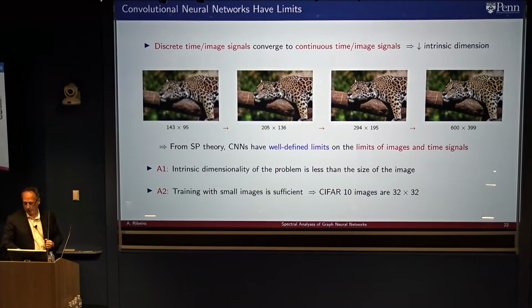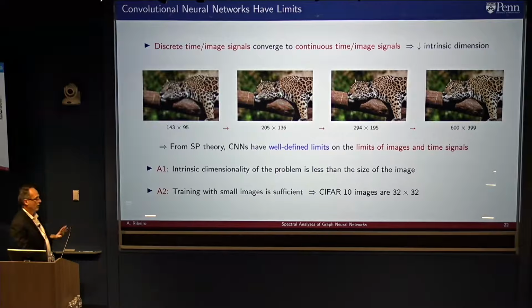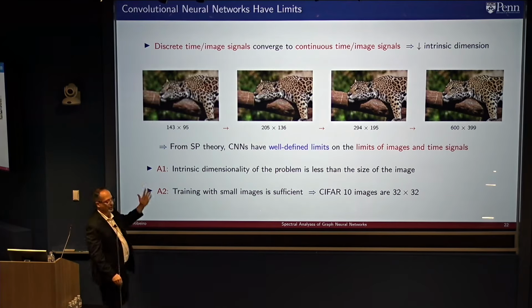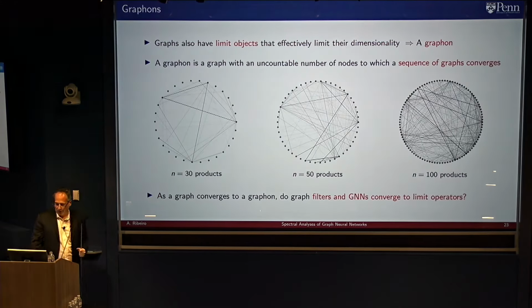I am going back to images here, to remind you of something that you know is true, which is that convolutional information processing, or convolutions in general, have limits, right? So, we would not process these different images with different CNNs. We would process all of them with the same CNN properly scaled. Why? Well, because the information that these images contain is all the same. That motivates the question of whether the same thing happens on graphs.